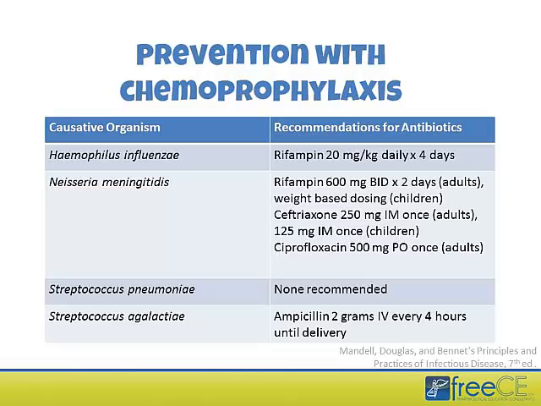There's a few different options. You can use rifampin or ceftriaxone or ciprofloxacin if we're just talking about an adult. For strep pneumo, there is no chemoprophylaxis that is recommended. And for group B strep, we're talking about prophylaxis really at the time that a mother would deliver. So at the time of delivery, they would be given ampicillin 2 grams IV every 4 hours. So potentially close contacts with Haemophilus influenza or Neisseria meningitidis, we would use chemoprophylaxis in those particular patients.